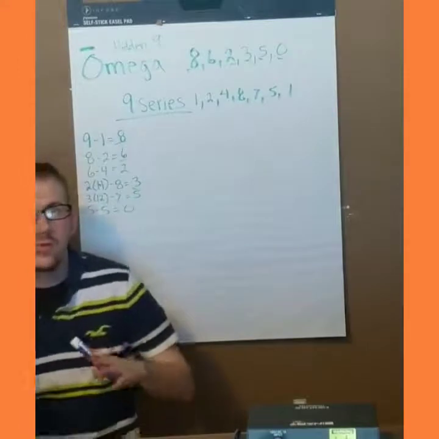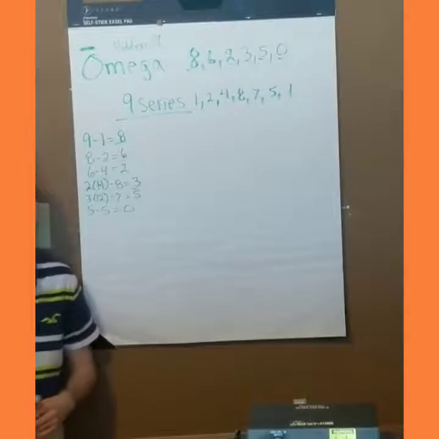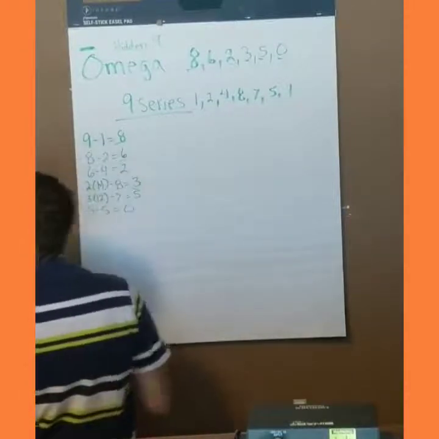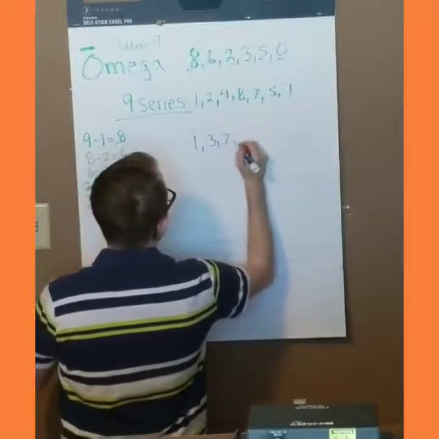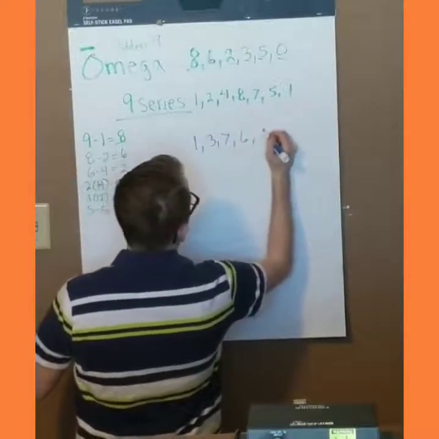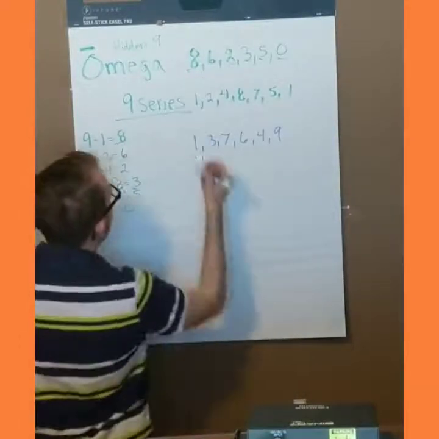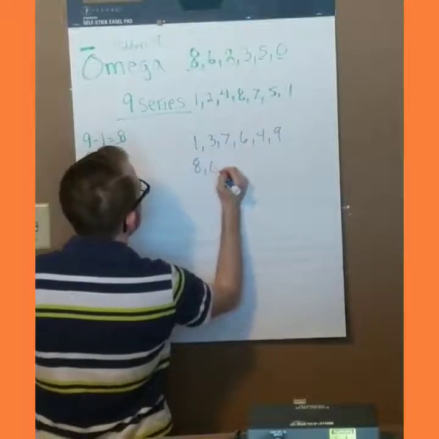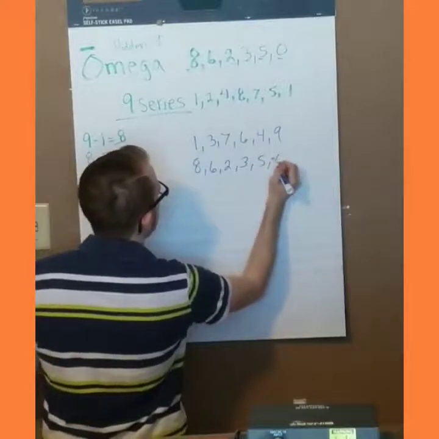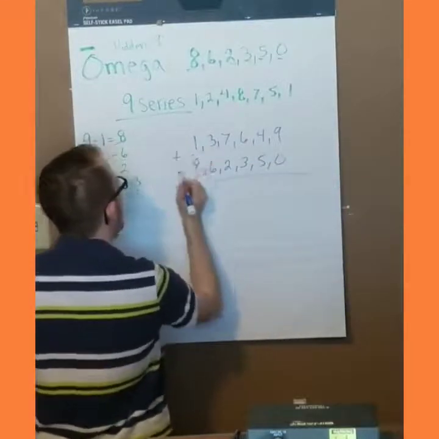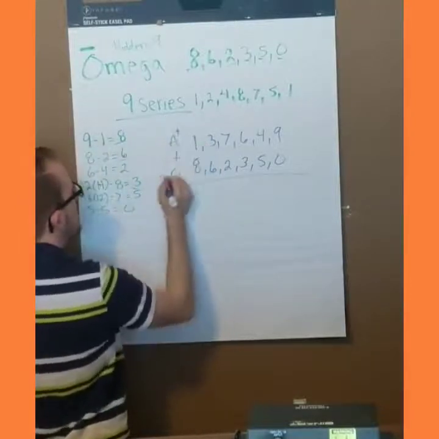Now, let's have some real fun, okay? So what we're going to do is we're going to take the numbers that we have, and I'm going to show you something that's going to blow your mind. Alright? So let's go ahead and take our alpha, which is 1, 3, 7, 6, 4, and 9. Okay? Let's also go ahead and take our omega, which is 8, 6, 2, 3, 5, and 0. And if you haven't seen it yet, just wait. It gets awesome. Alright, this is your alpha, this is your omega, this is your plus, this is your negative.